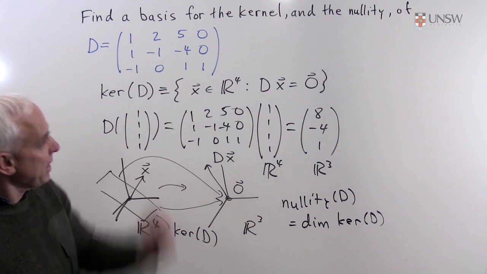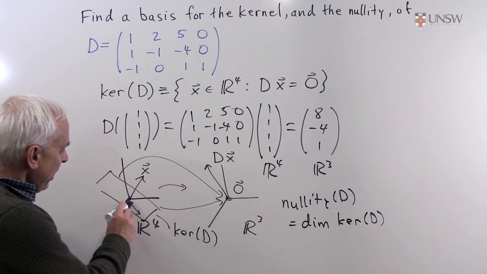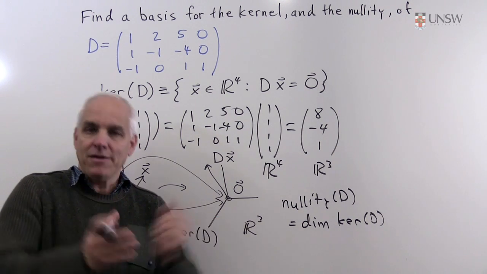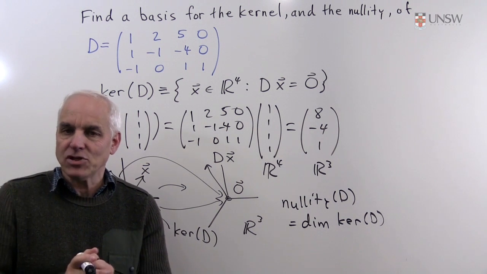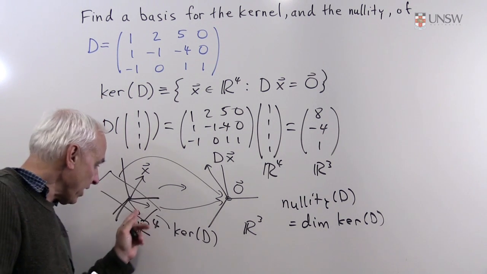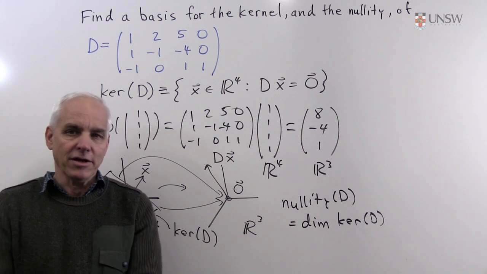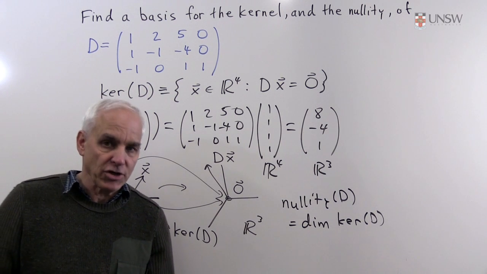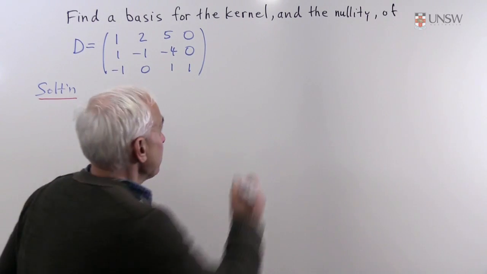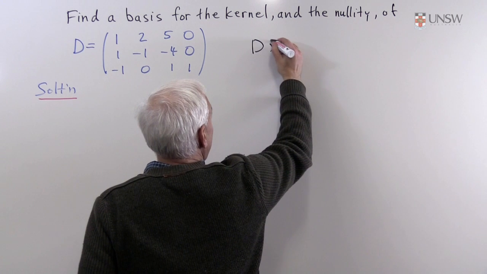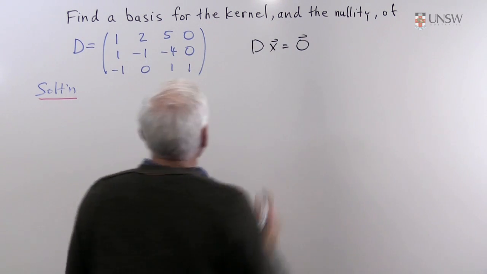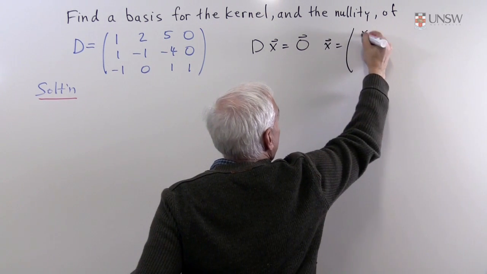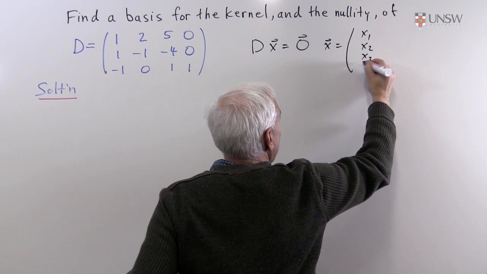So we're looking here in this question for a basis for the kernel. That means we're looking for some vectors in the kernel which span the kernel and which are linearly independent. The number of elements in the basis will be equal to the nullity. How do we do it? Well, the main technique is, of course, row reduction. So the equation we're trying to solve is D times x equals 0, and here x is a general vector in four-dimensional space, say x1, x2, x3, x4.